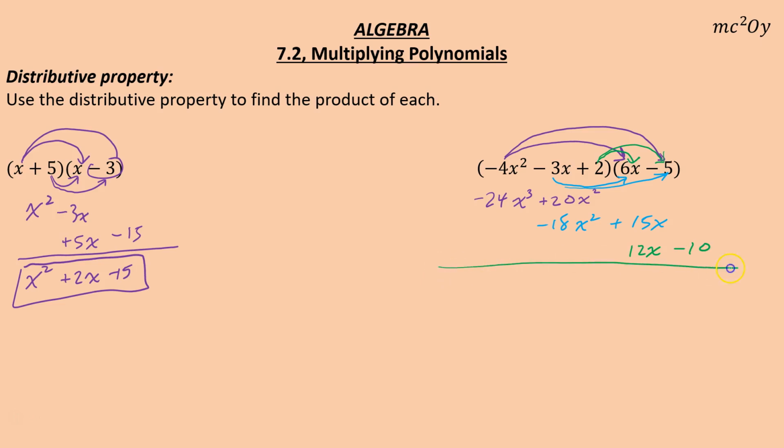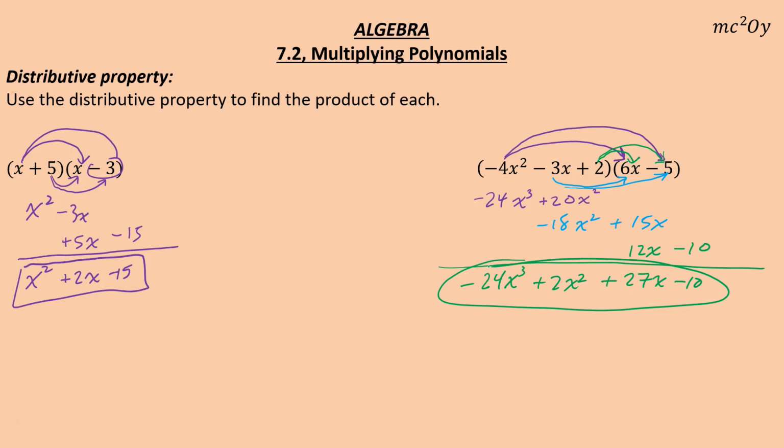So notice once again I stack my terms. Negative 24x cubed. Positive 20 and negative 18 is positive 2x squared. Positive 15 and positive 12 is positive 27x, and negative 10.